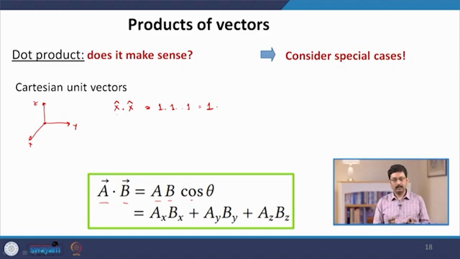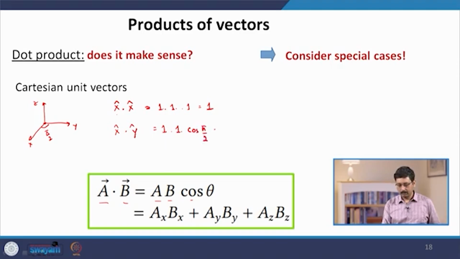Now, if you take two different unit vectors, x hat dot y hat for example, the angle theta is pi by 2 or 90 degrees. If I apply the same rule, the magnitude of x hat is 1, the magnitude of y hat is 1, and the angle between them is pi by 2. Cos pi by 2 is 0. That means x hat does not have any projection on the y direction, and vice versa, y direction does not have any projection on the x direction. So, they are perpendicular. If you take two perpendicular vectors, then their dot product is 0.